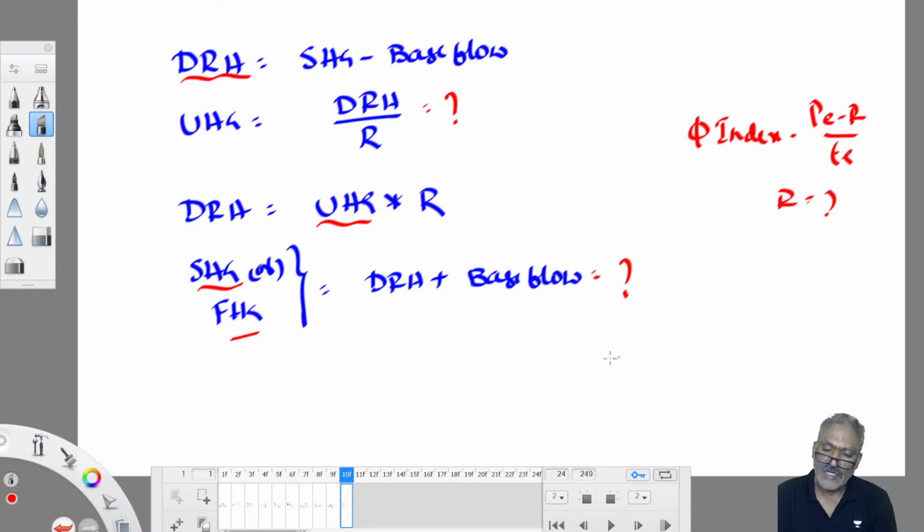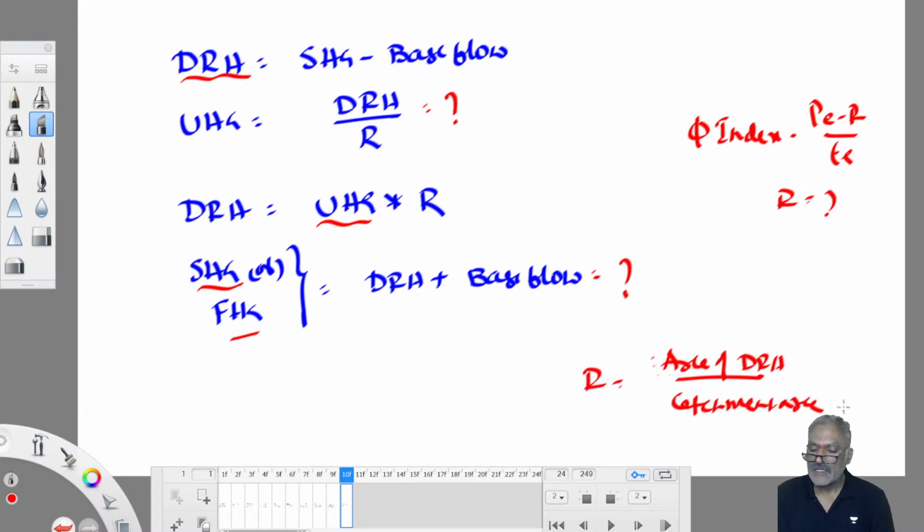So R is also equal to the area of the direct runoff hydrograph by the catchment area. That also will give the R value. So this way also you can find out R. This much idea is there. Any question from any book you can work out related to unit hydrographs of a storm of given duration. Let us work out a few questions, then it will be very comfortable to you.